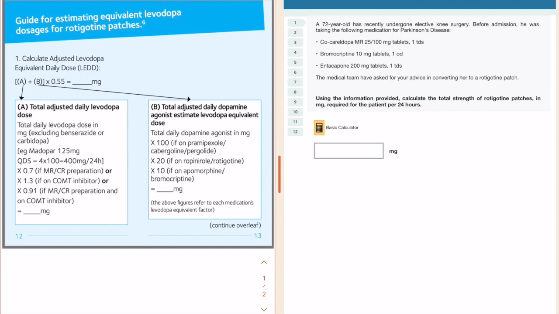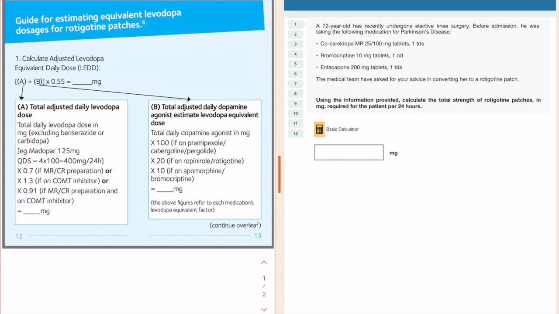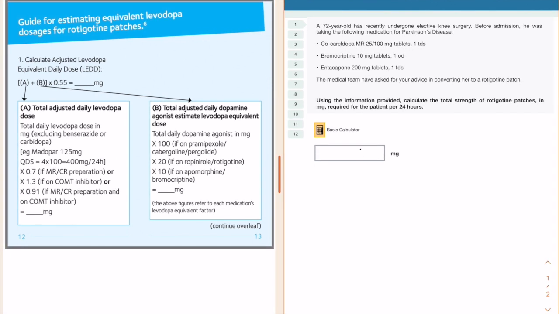So the answer to this question is 10 milligrams. Oops, let's try that again. 10 milligrams. So let's take a look at the methodology behind how we can tackle this question.